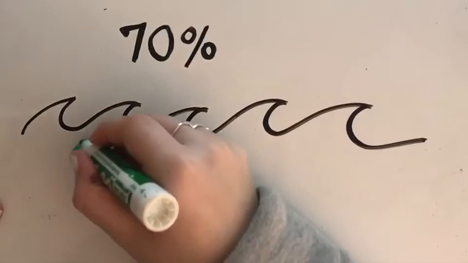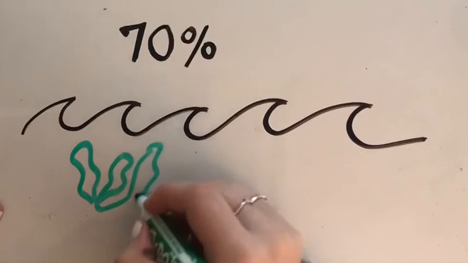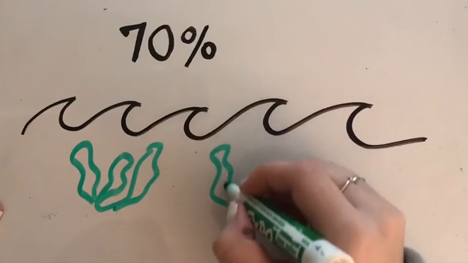A little interesting fact is that 70% of the oxygen we breathe comes from the process of photosynthesis within marine plants.